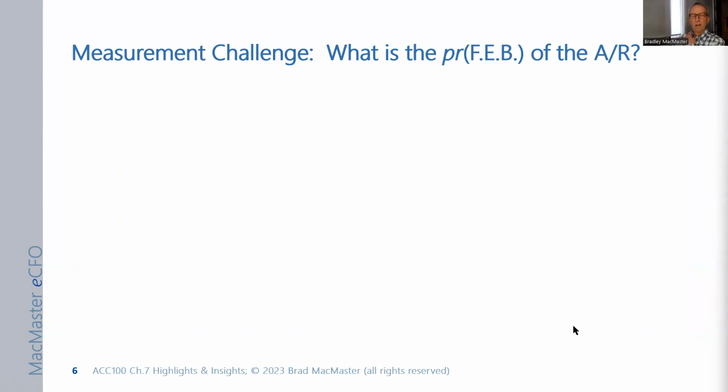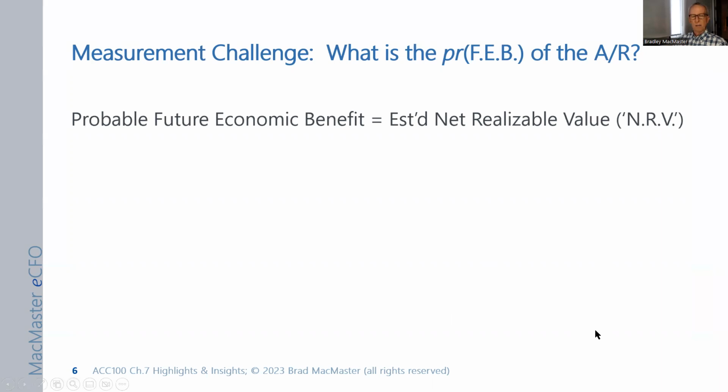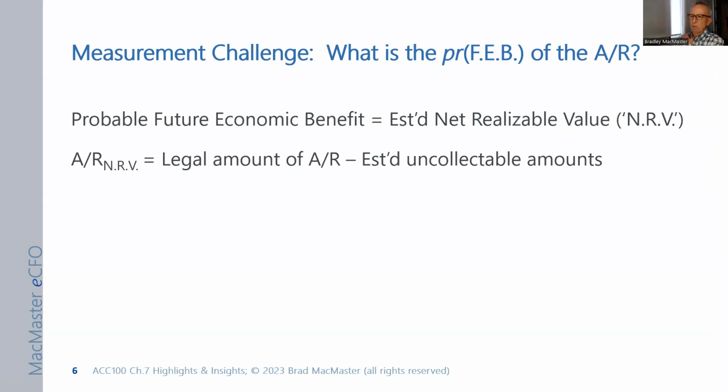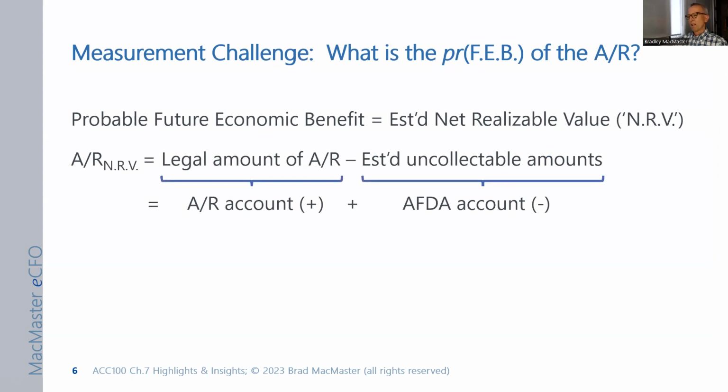All right, so one of the major factors that was emphasized in this chapter was how we measure the future economic benefits that are probable to come out of accounts receivable. So this is the concept that accounts receivable is an asset because it meets the definition of an asset, which means it has to represent some probable future economic benefits. So how do we measure that? Well, it's the estimated net realizable value from those accounts receivable. And the accounts receivable's net realizable value is determined by accountants to be the difference between the legal amount an enterprise is owed minus the estimated uncollectible amounts.